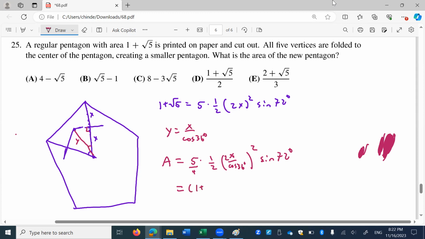So I have 1 plus root 5. And then I'm going to be dividing by this 4 and cosine squared 36 degrees. So I've got my answer as long as I know what cosine of 36 degrees is. I do know that cosine of 36 degrees is 1 plus root 5 over 4. And if you don't know that, then you have to figure it out. But knowing that, we can calculate our answer.